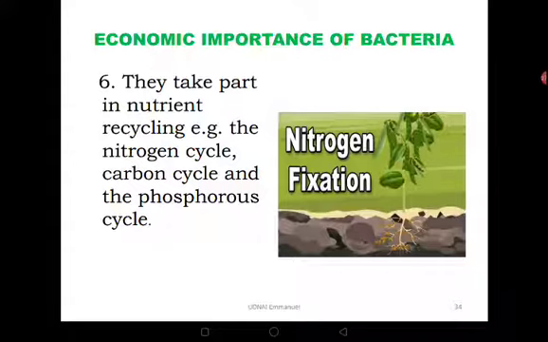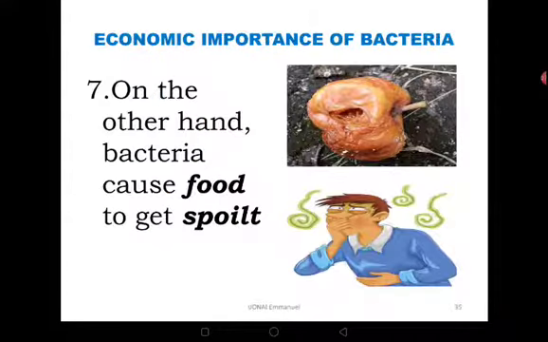In addition to decomposition, they also fix nitrogen in the soil. We already talked about that earlier on. We have Rhizobium bacteria, for example, that play a role in converting atmospheric nitrogen to usable nitrates.